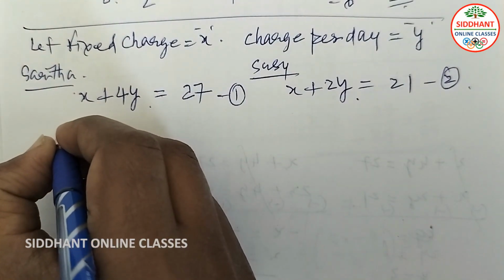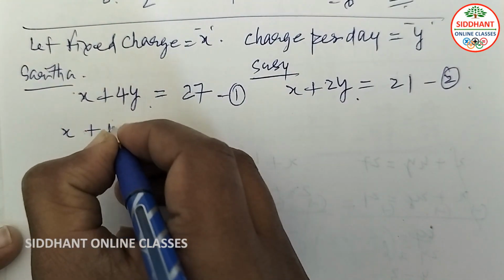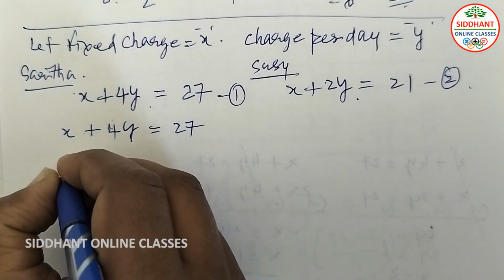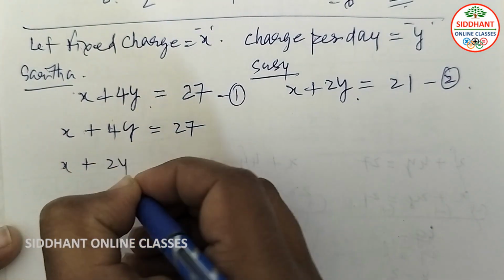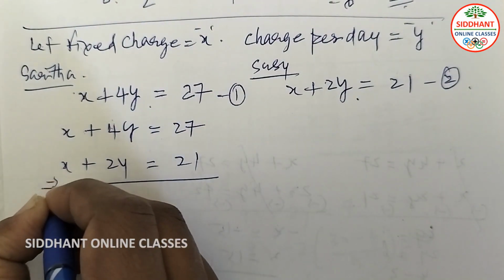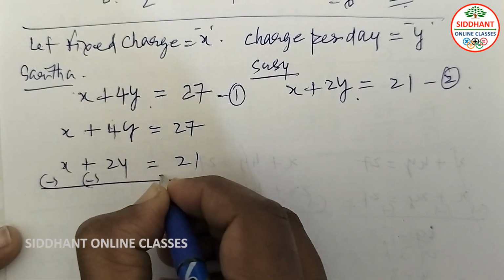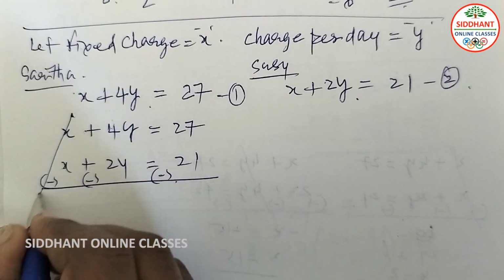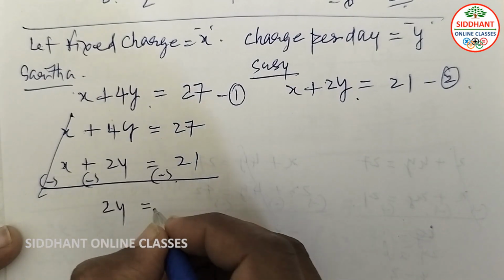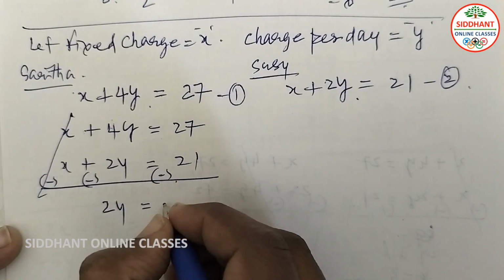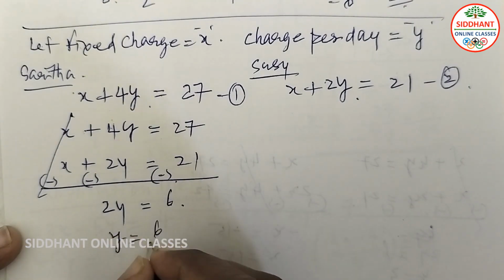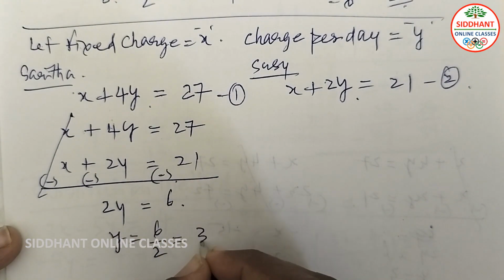So now we are going to eliminate x. x plus 4y equals 27, x plus 2y equals 21. Now changing the signs here, x cancels, 4 minus 2, that means 2y, equals 27 minus 21, which will be 6. Then y equals 6 by 2, that equals 3 here.